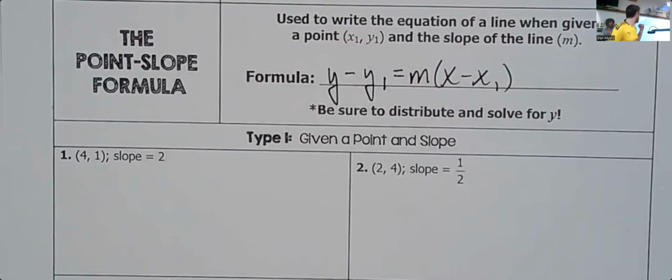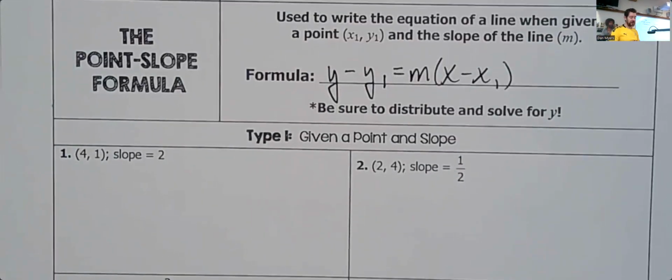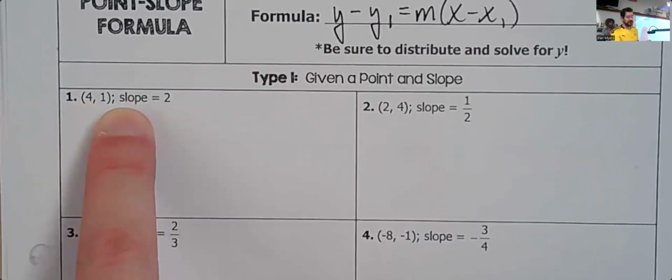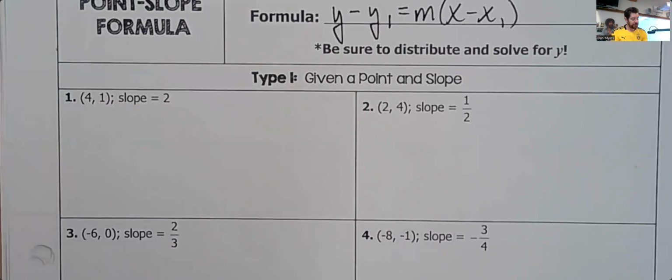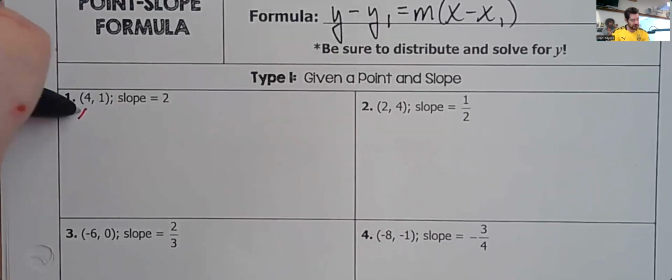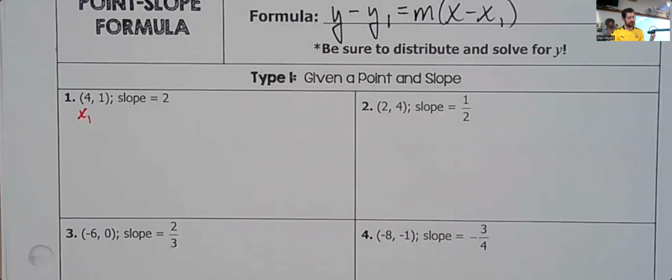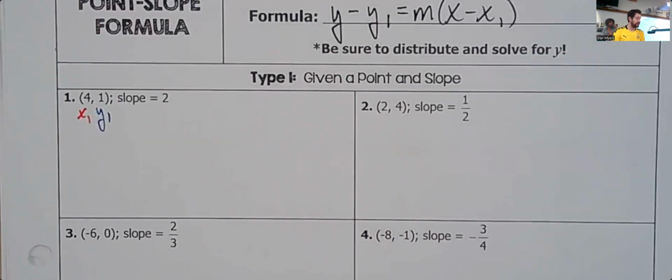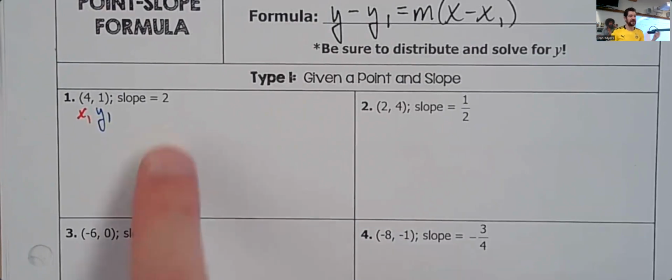So we're going to start off by plugging into the formula, and we're going to write out, so this is our x value, this is our y value. So the 4 is going to be x1, and the 1 is going to be y1 in terms of our formula. And then the slope, 2, that's going to be m.